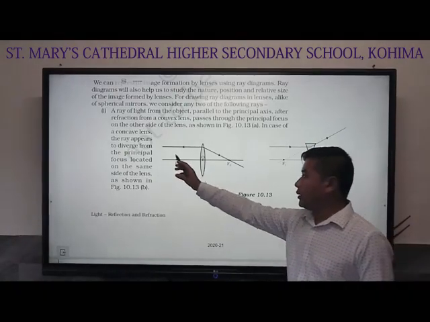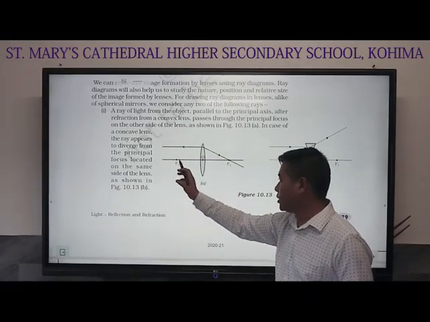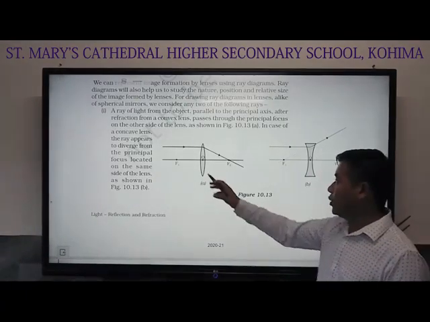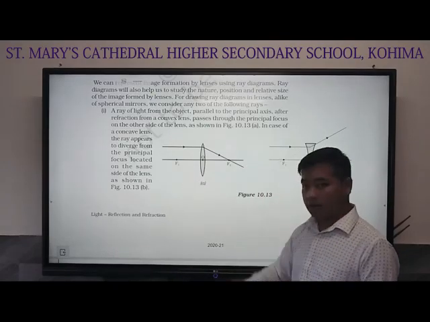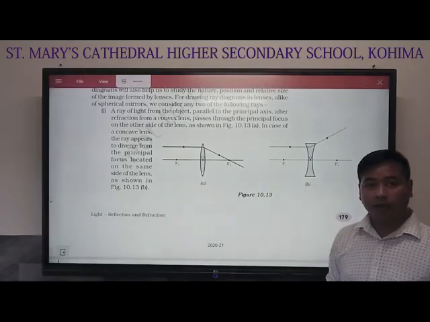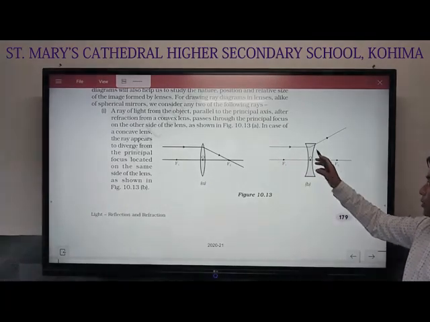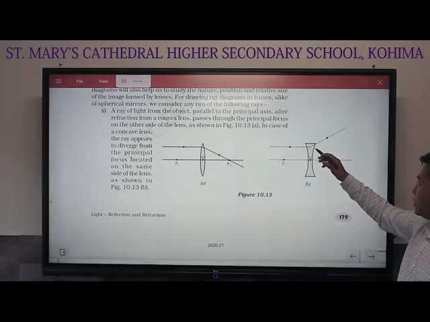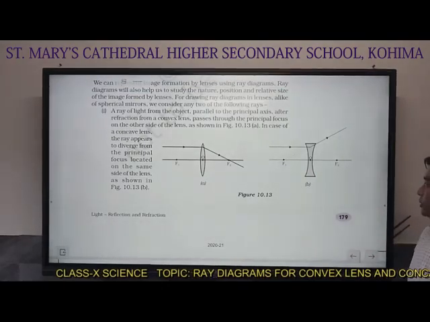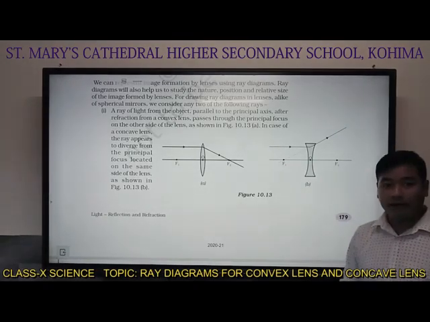Here, this is the convex lens, and the line that passes through F1, F2 and the optical center, as we all know, is the principal axis. Whenever we draw a ray parallel to the principal axis, after refraction through the lens, it will pass through the focus behind the convex lens. Now, in case of a concave lens, when we throw a ray parallel to the principal axis, after refraction through the lens, it will diverge away. And if we reproduce it backward, it will appear as if it is coming out from the focus F1 in front of the concave lens.